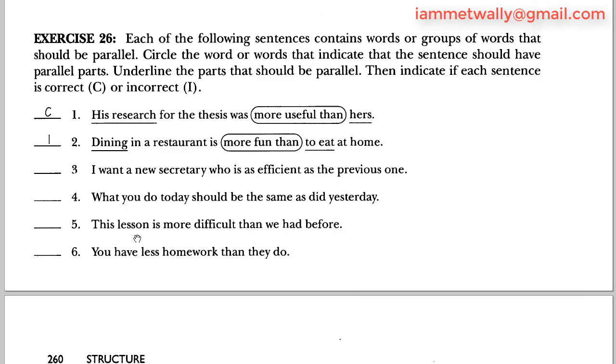5. This lesson is more difficult than we had before. This lesson is the subject, is the verb, more difficult than, this is the comparison word. We had before, that's subject and verb, and there is no parallel here with the lesson. So it should be corrected like this: this lesson is more difficult than the other one. Or the lesson we took today is more difficult than the one we had before.